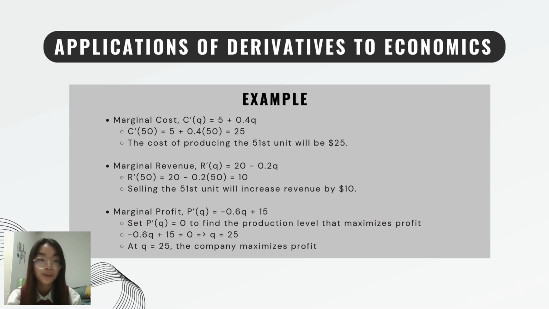Lastly, we have the marginal profit, which is the derivative of the profit function, and it is equal to negative 0.6q plus 15. Now we set the derivative of the profit function to 0 to find the production level that maximizes profit. Using the formula, negative 0.6q plus 15 equals 0, and q will ultimately equal 25. This means that at q equals 25, the company maximizes profit.